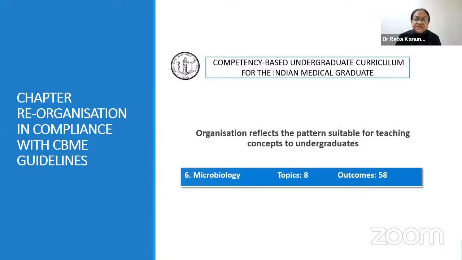And as you can see, the CBME guidelines had put out the various components, the various chapters, where they should go and how. And the book has gone all out to adhere to these.